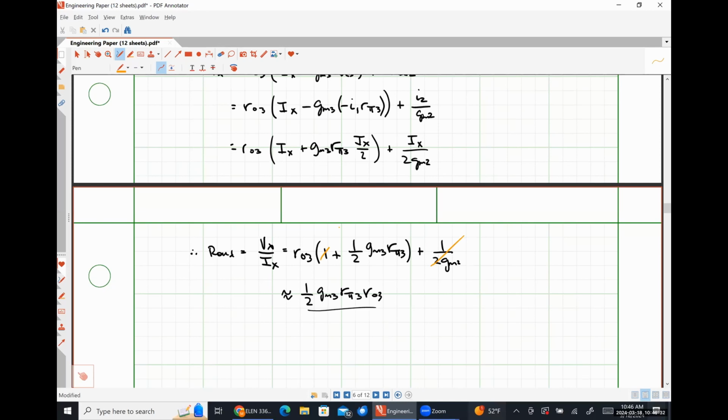And that should make sense, because what's GM3 times R pi? What's GM times R pi always? Beta. So we have a factor of half of beta multiplied by R0 3, so that will be definitely larger than R0 by itself, and probably way larger than 1 over twice GM. So this guy has a significantly larger output resistance, and it introduces significantly less error. So it's a pretty darn good current mirror.